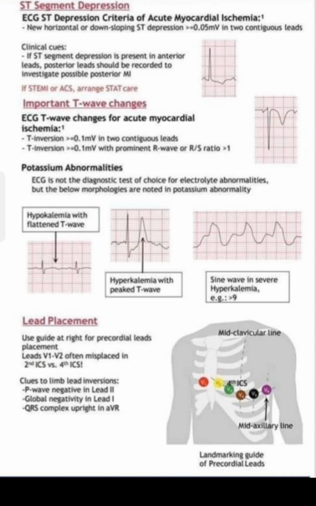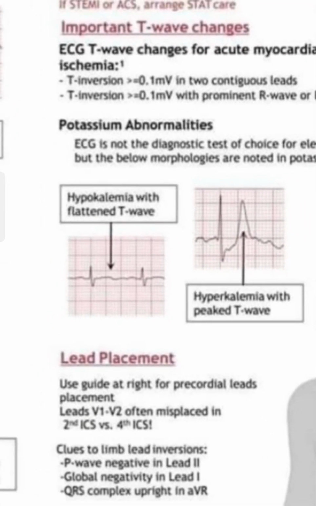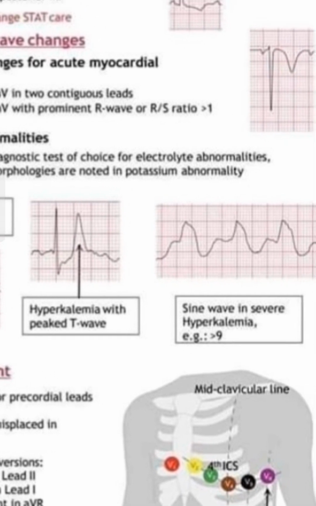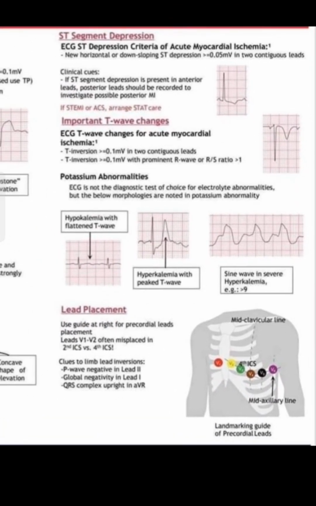Potassium abnormalities. ECG is not the diagnostic test of choice for electrolyte abnormalities, but the below morphologies are noted in potassium abnormality. Hypokalemia with flattened T wave, hyperkalemia with peaked T wave, and sine wave in severe hyperkalemia above 9 millimole per liter. Use the guide at right for precordial lead placement.